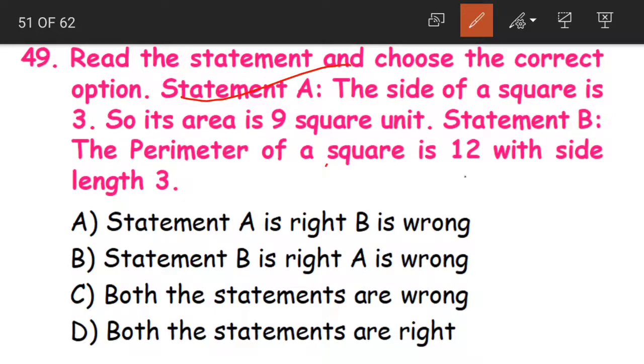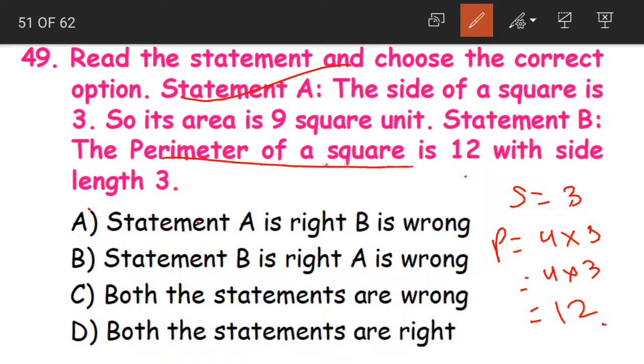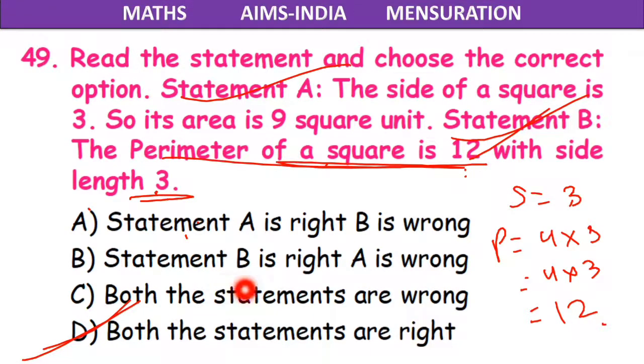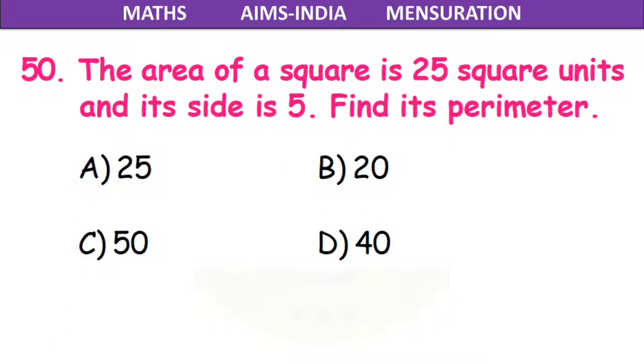The perimeter of a square is 12 with side length 3. What are they saying? The perimeter of a square is 12 with side length 3. The side is equal to 3. Then perimeter of square becomes 4 into S, that is equal to 4 into 3, that is 12. Yes, the perimeter becomes 12 when the side is equal to 3. Statement B is also true. So option D, both statements are right, becomes our correct answer.